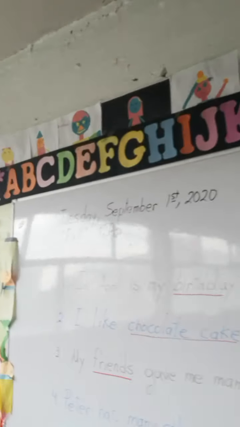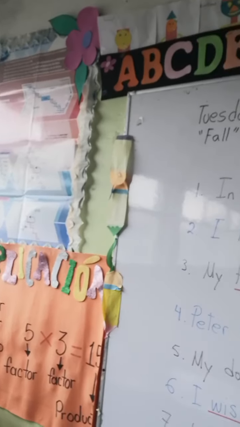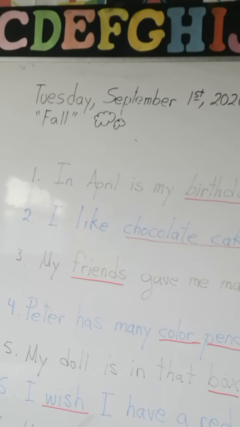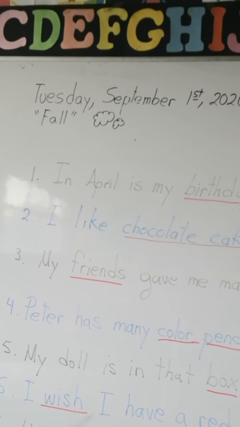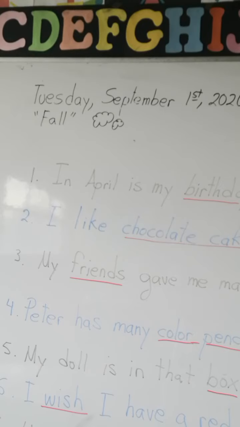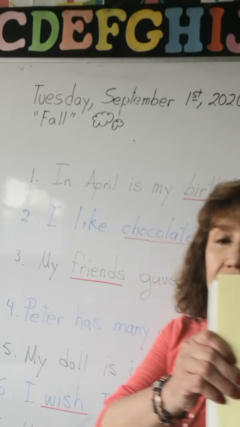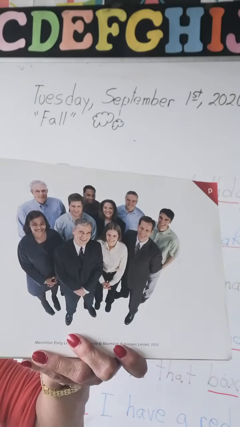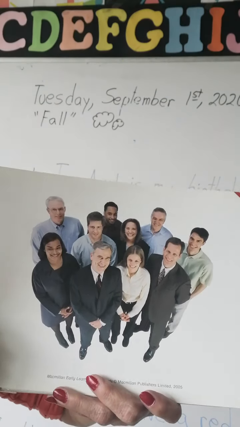Working now, very fast. We are going to see our flashcards, the flashcards about people and their jobs. And then we are going to work in our books. Okay? Do you remember the flashcards, kids? About people? Okay, we have here the flashcard of people.